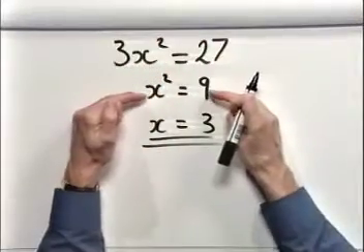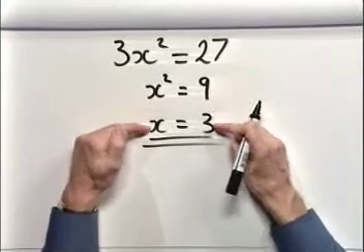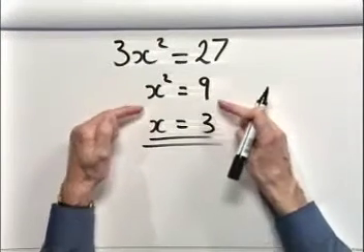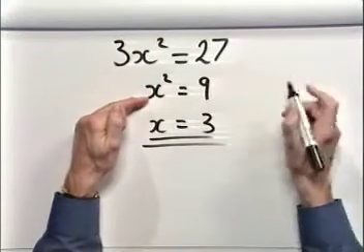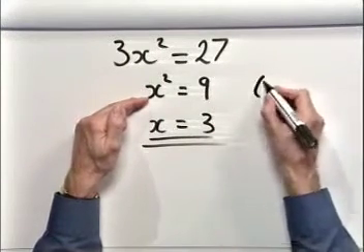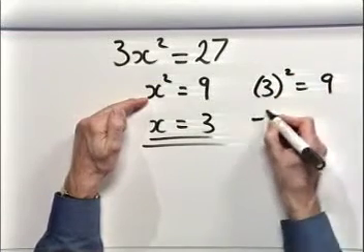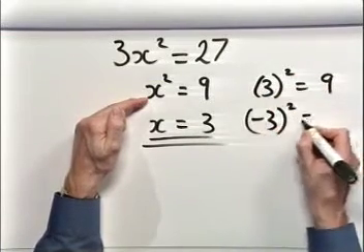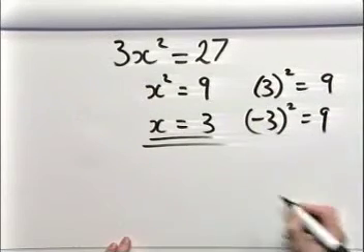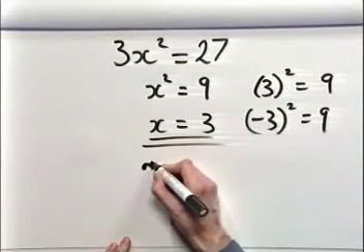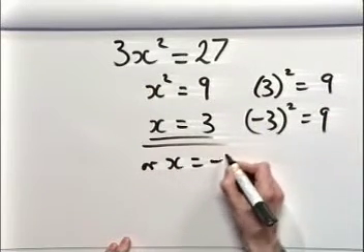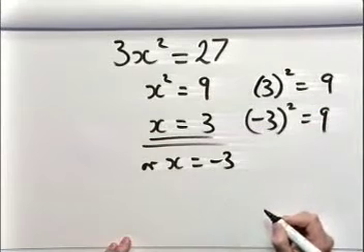In doing this step from here to here and taking the square root, what I have forgotten is that as well as 3 squared being equal to 9, minus 3 squared is also equal to 9. So at this point, I should have said x equals 3 or x equals minus 3.